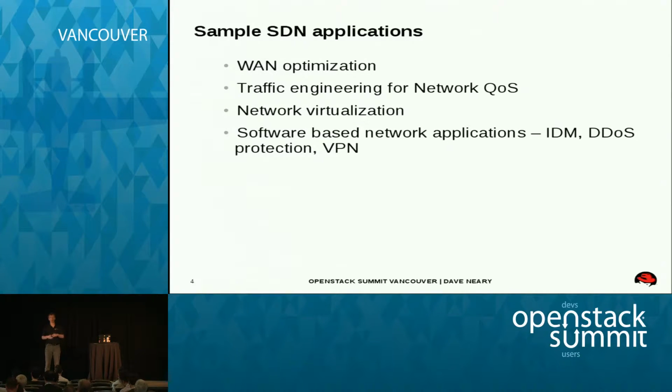This is getting quality of service information in real time from your network. These kinds of applications are the things that are enabled by an SDN controller. And also software-based network applications, the ability to do things like intrusion detection, intrusion prevention, DDoS protection, handling VPN as a service. All of these things are possible in an SDN controller because you've got direct access to your network traffic.